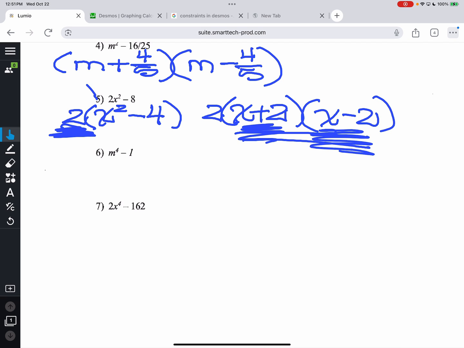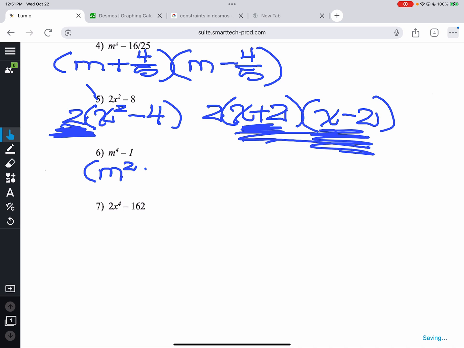Is m to the 4th a perfect square? Yes. Is 1 a perfect square? No. Yes. 1 times 1 is 1. It's neither prime nor composite, but it is a perfect square. So, y'all got to pay attention to this one. M to the 4th. What is its square root? M squared. And then how do we go from there?